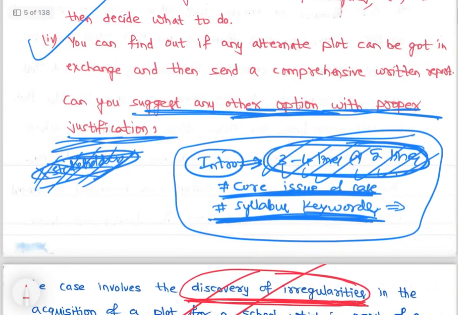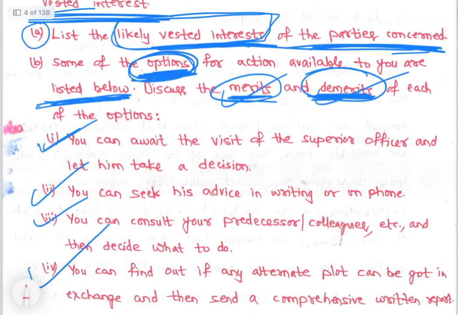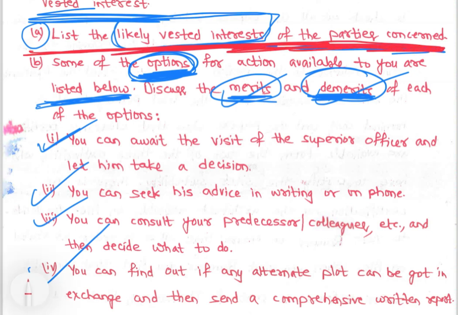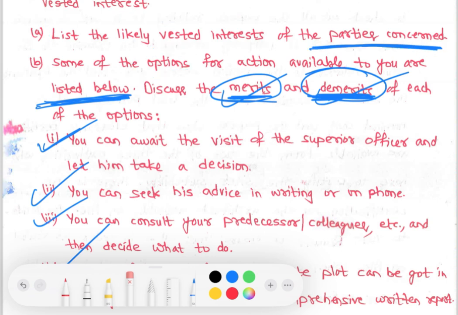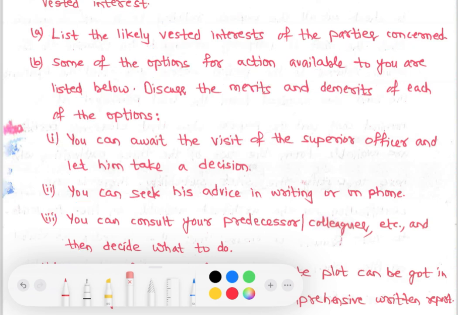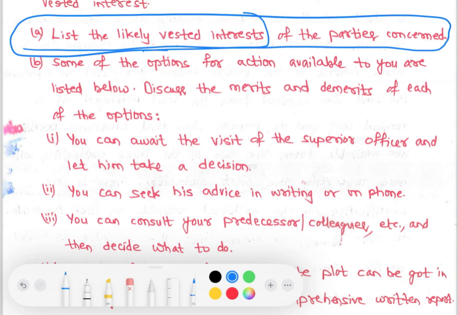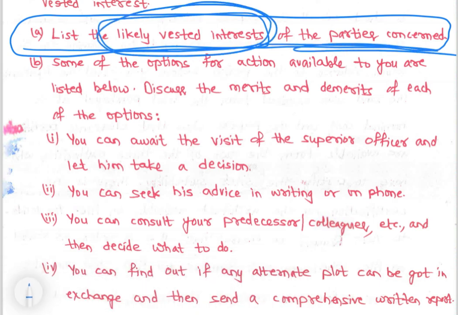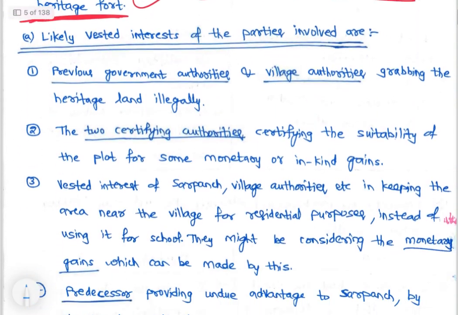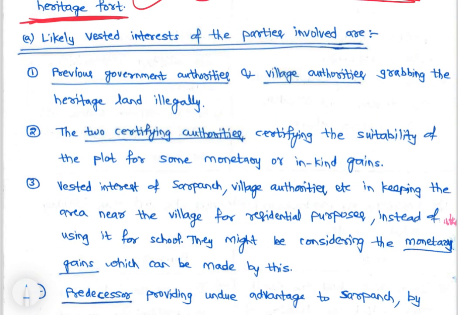Then directly come to what is asked in the question. So the question asked here is, list the likely vested interests of the parties concerned. Right? So likely vested interests of the parties concerned.